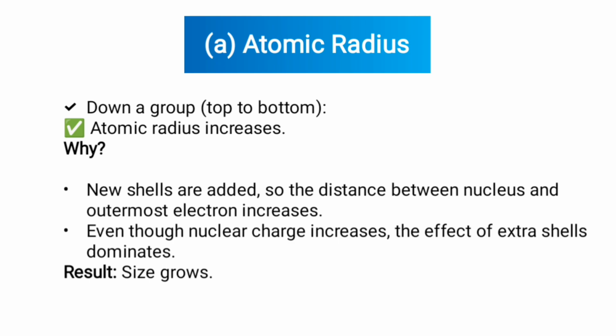Now, atomic radius down a group, meaning from top to bottom: atomic radius increases. Why? Because a new shell is added, so the distance between the nucleus and the outermost electrons increases, and even though nuclear charge increases, the effect of extra shells dominates. As a result, size grows. That's why atomic radius increases down a group from top to bottom.